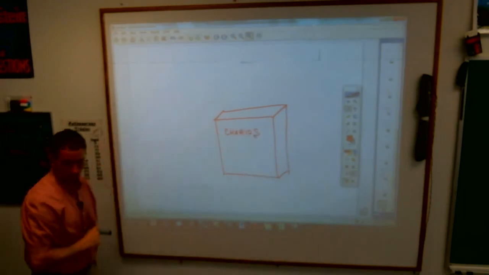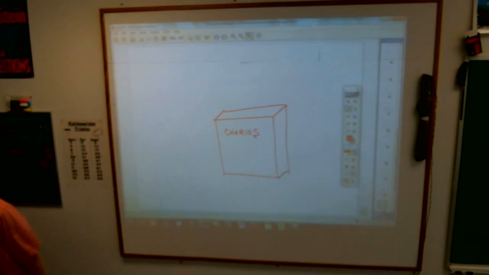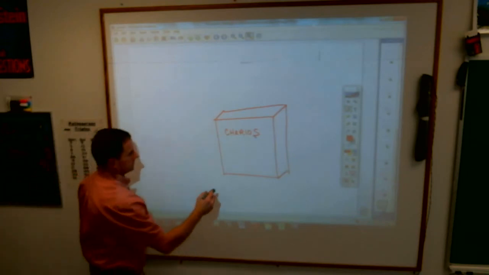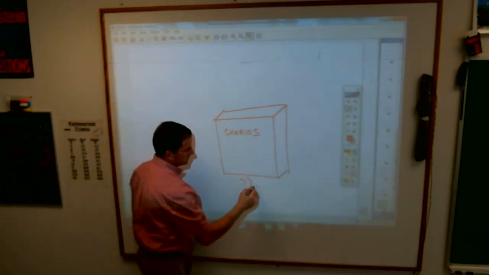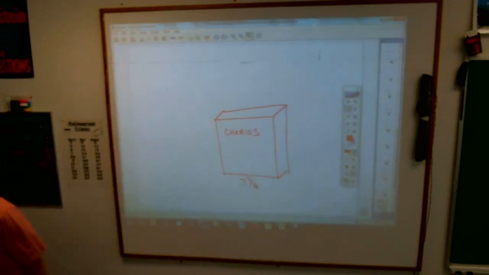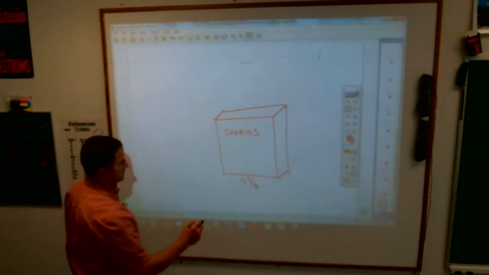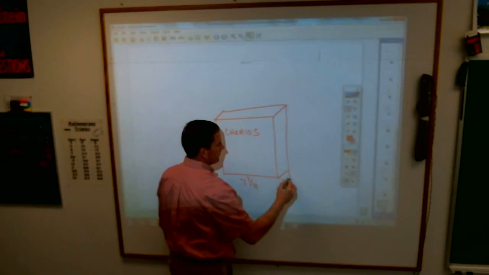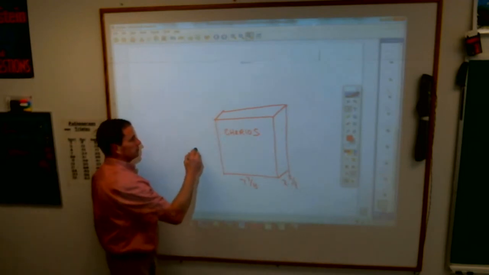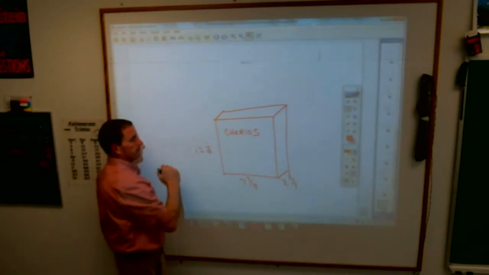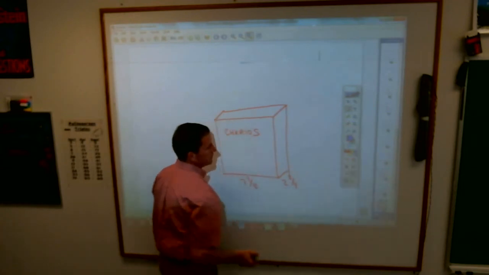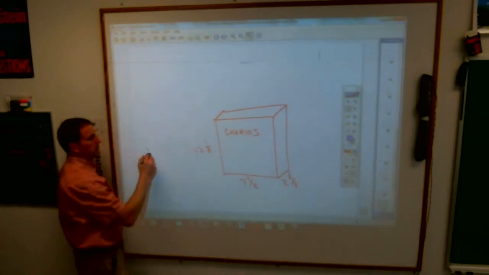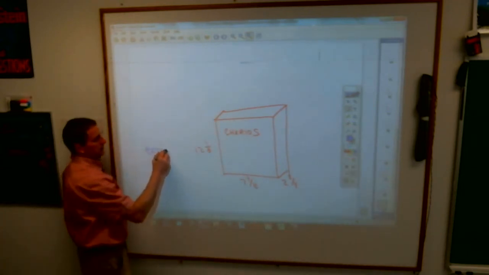A little Cheerio. And the box is 7 7/8 by 2 3/4 by 12 1/8. Now, the book is nice to you because it says to estimate the volume.